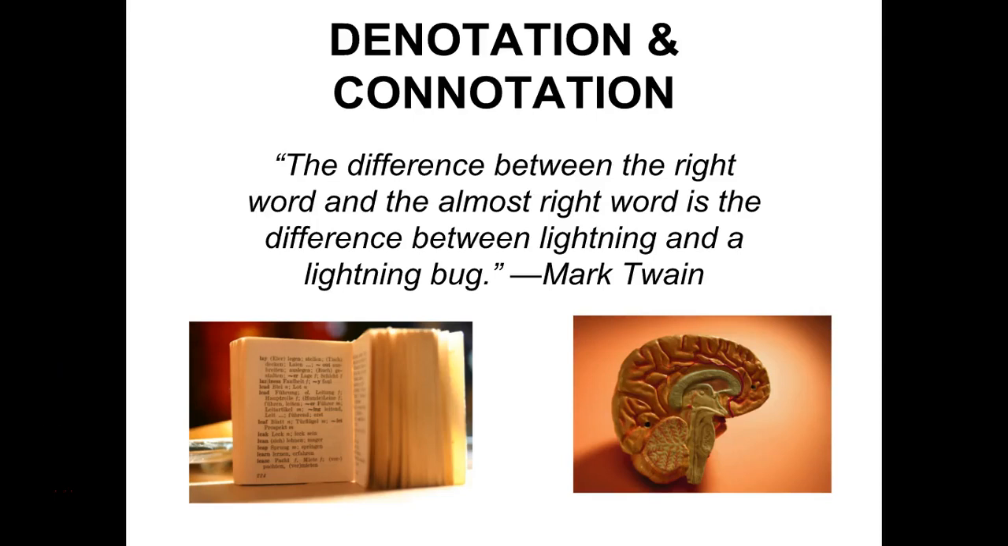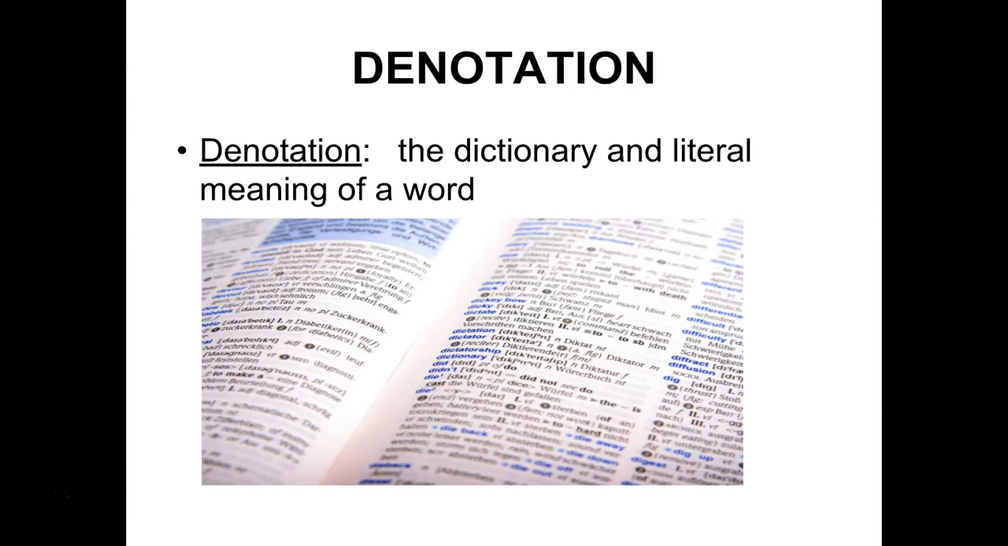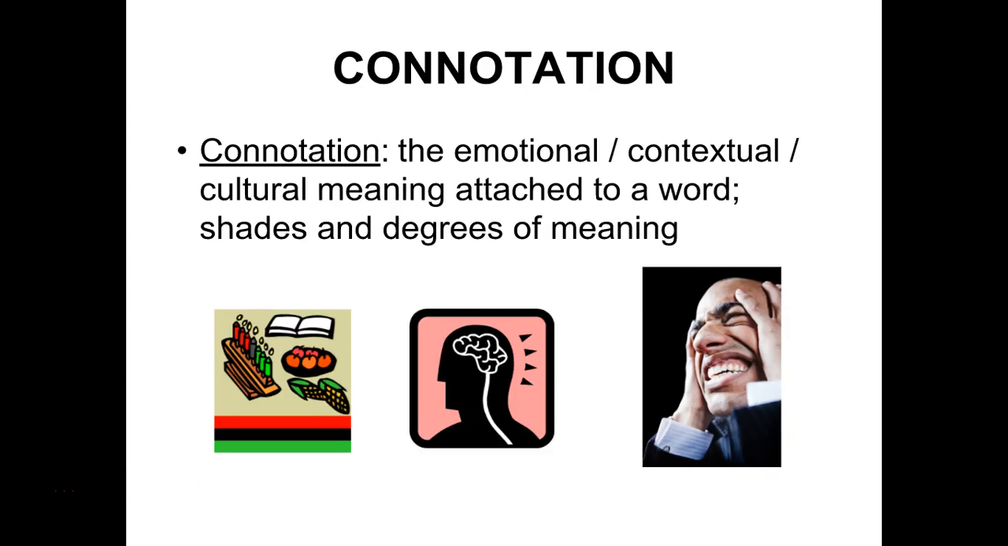So today we're going to be looking at denotation and connotation. Denotation is the dictionary and literal meaning of a word. Connotation, on the other hand, is the emotional, contextual, or cultural meaning attached to a word. With connotation, we have shades and degrees of meaning.